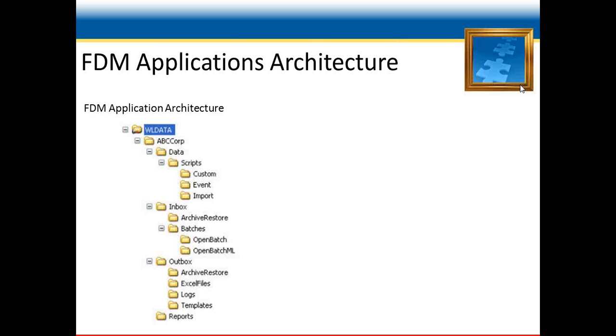Custom subdirectory. Scripts that can be executed through a custom menu which is created in Menu Maker screen. The event subdirectory contains scripts that are executed when a particular event runs. The scripts are named for the event with which they are associated. The import subdirectory contains scripts that are created when import formats are defined.